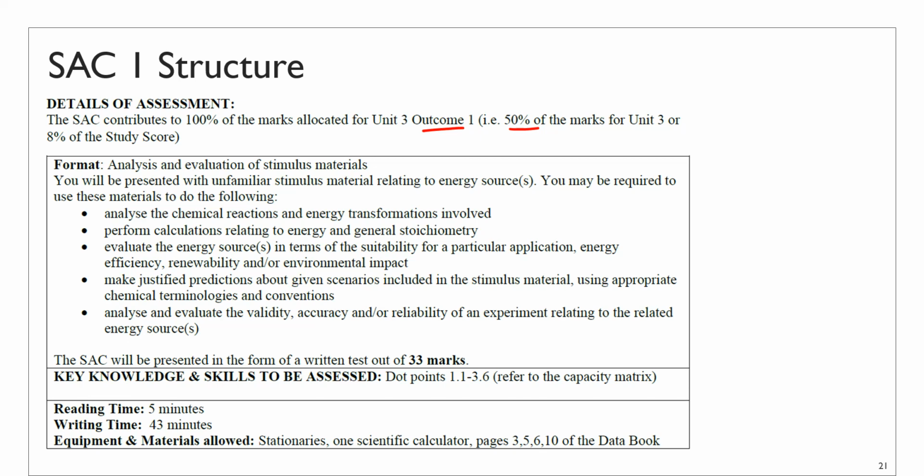Now, the SAC is out of 33 marks, I think that will stay. You get 5 minutes of reading and 43 minutes of writing. So my first piece of general advice is to use your reading time very wisely. You're going to be given reading time for every SAC this year, just so that you get into the habit of using it, because you get 15 minutes in the exam, and you want to think about whether you can use it properly.